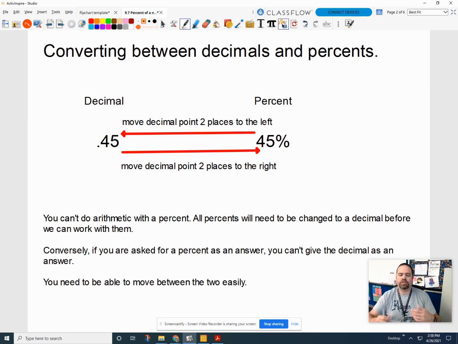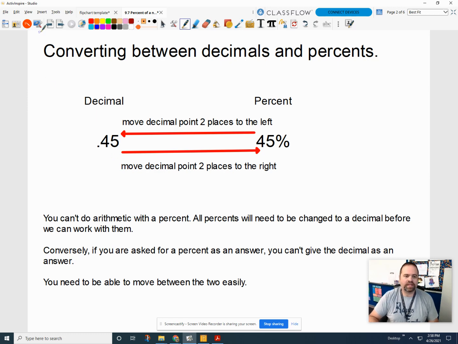The reason we need to be able to do that is you can't actually do arithmetic with percents, but decimals are manageable, right? We can work with decimals. So to be able to multiply 45% of a number, you need to change that to 0.45 and then work with it that way. So with these problems, if you're given a percent, you've got to change it to a decimal. And if you're trying to solve and get a percent as an answer, you'll get a decimal, which you'll have to be able to turn back into a percent. We'll cover all that when we actually get into the problems.